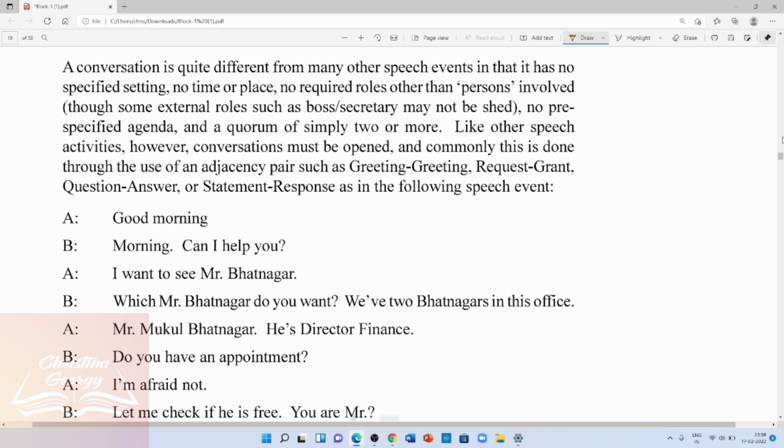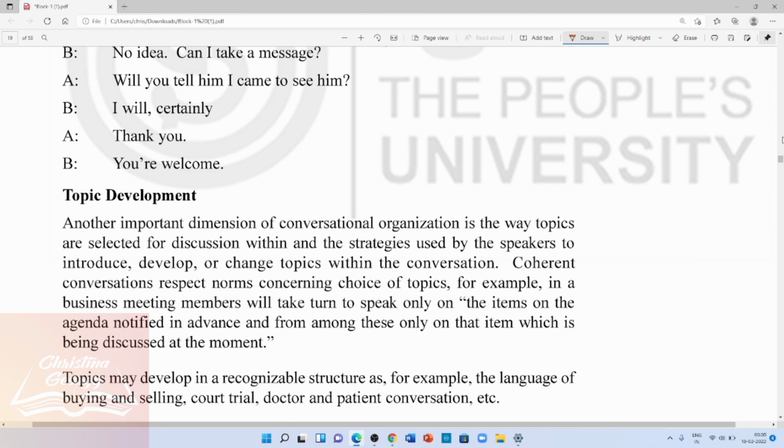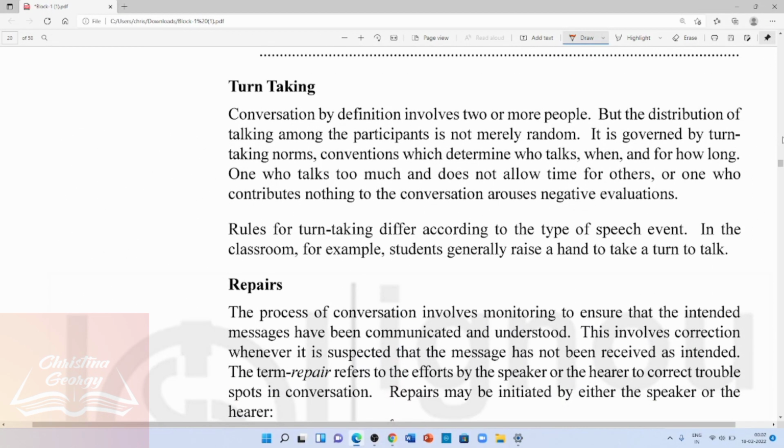That is, one has to wait for the other person to respond. Rules for turn taking differ according to the type of the speech event. For example, in classroom, students generally raise a hand to take a turn to talk, right? Yes. Repairs may be initiated by either the speaker or the hearer.